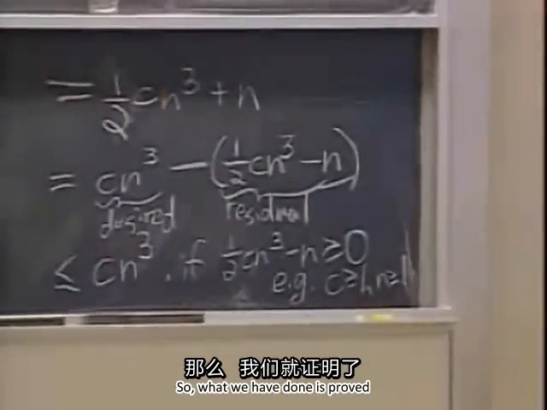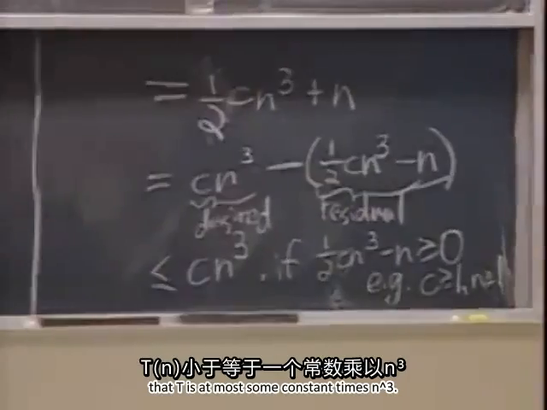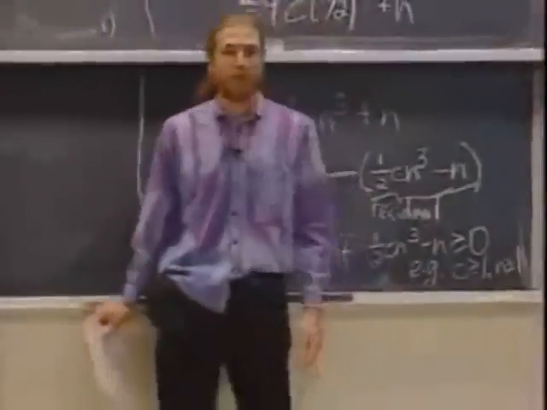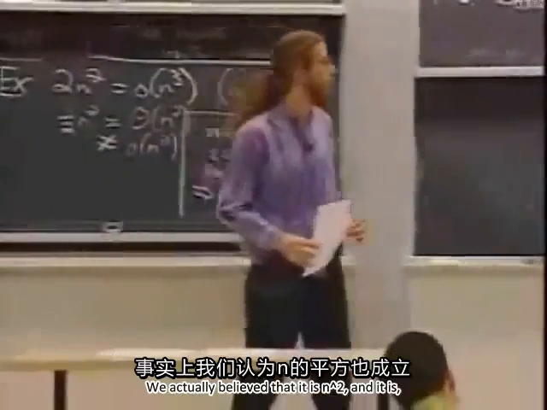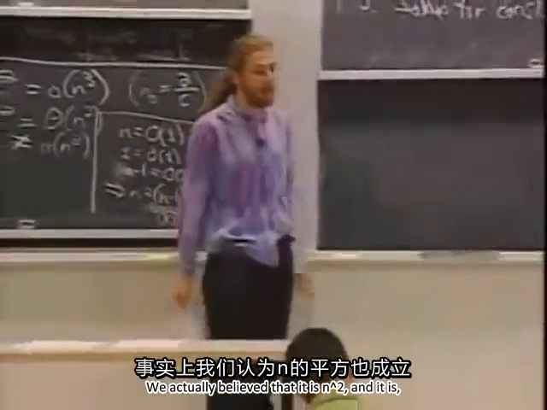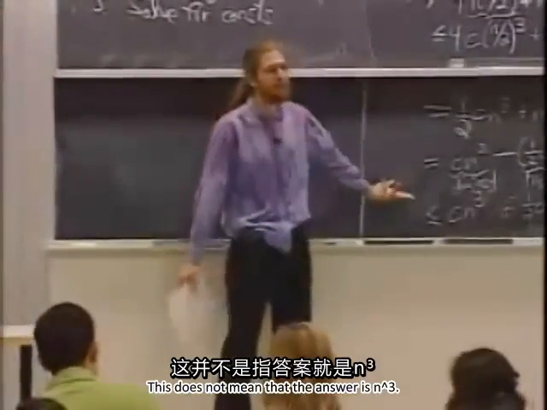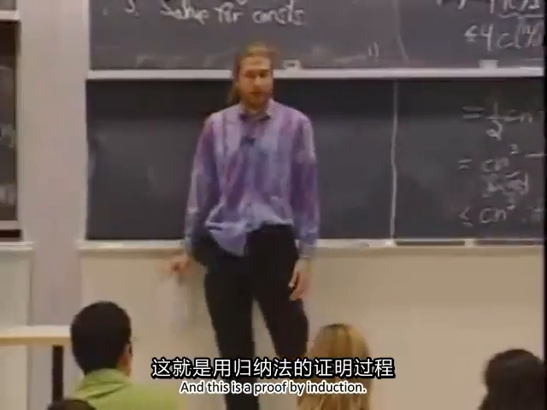So what we've done is prove that t of n is at most some constant times n cubed, and the constant is like 1. So that's an upper bound. It's not a tight upper bound. We actually believe that it's n squared, and it is. But you have to be a little careful. This does not mean the answer is n cubed. It just means that it's at most n cubed. It's big O of n cubed. And this is a proof by induction.